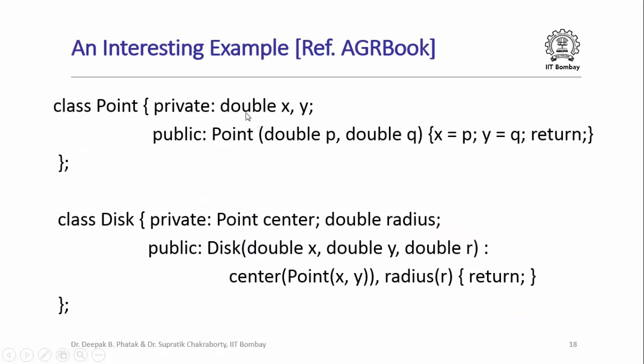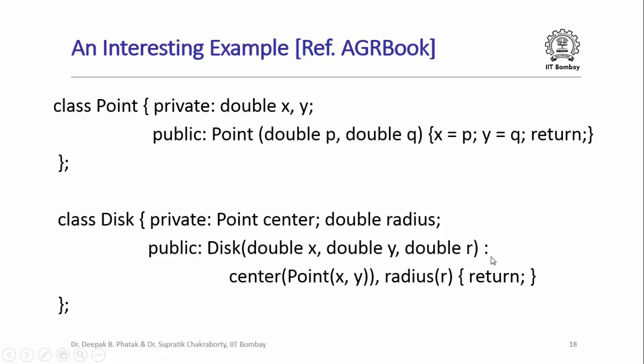Here is a very interesting example of usage of initialization lists from the AGR book. Here I have the class point, which represents a point in two-dimensional space, so it has x and y coordinates, and it also has a constructor function which takes in two double valued parameters and assigns them to x and y. And then I have a class disk which has a member named center of type point and a member named radius of type double.